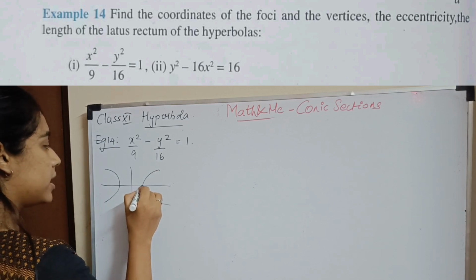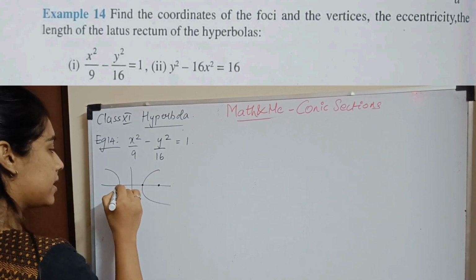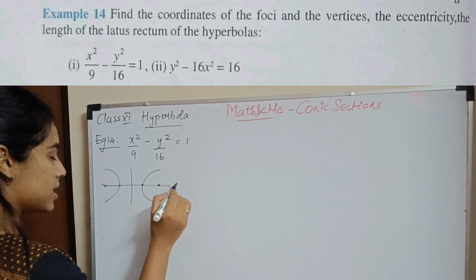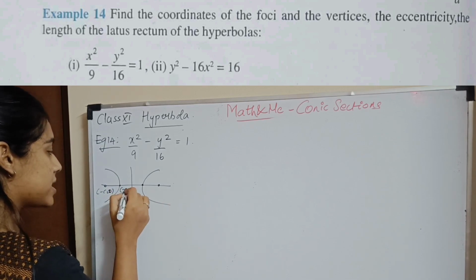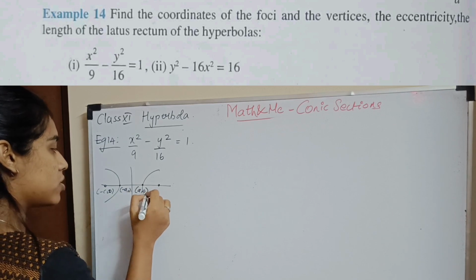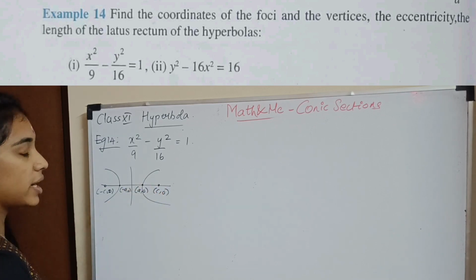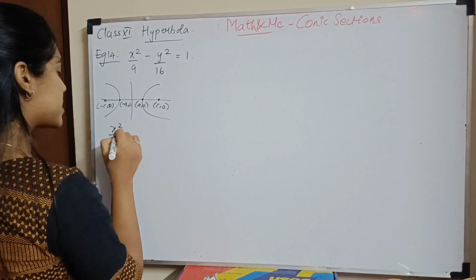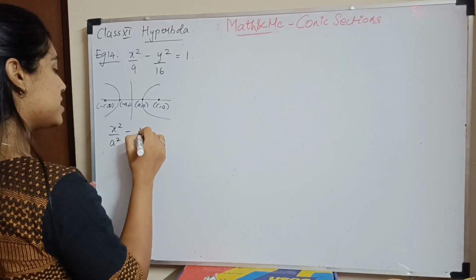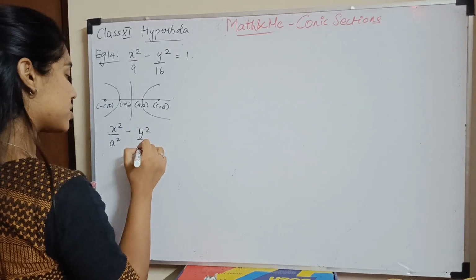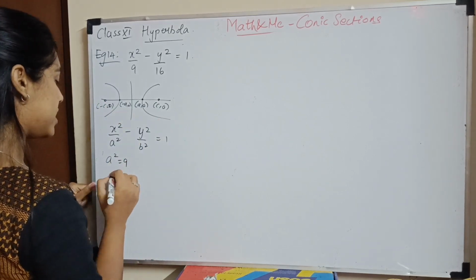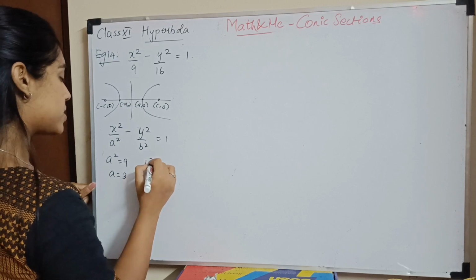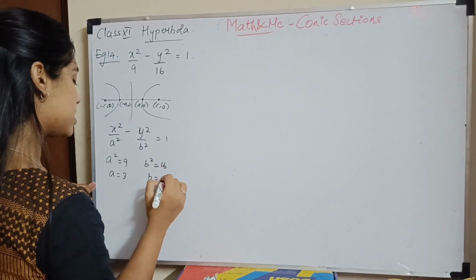And you know that a and c lie on the same axis. Correct? So this is your minus c comma 0, this is your minus a comma 0, a comma 0 and c comma 0. So this is your hyperbola. This is of the form x square by a square minus y square by b square equals 1, a square the first one. So your a square is 9, a is 3, b square is 16, so b is 4.